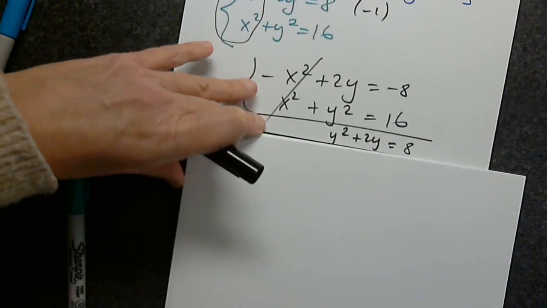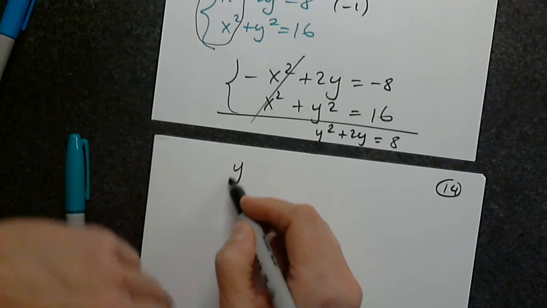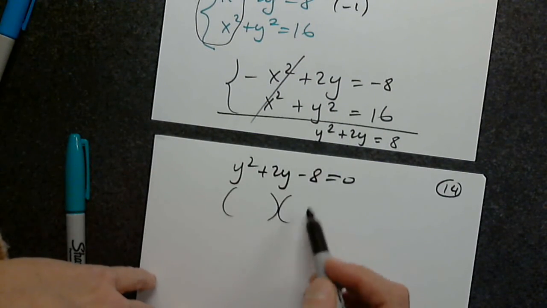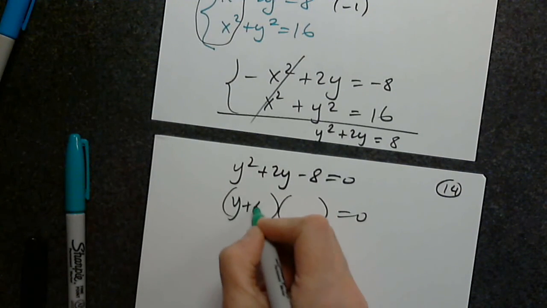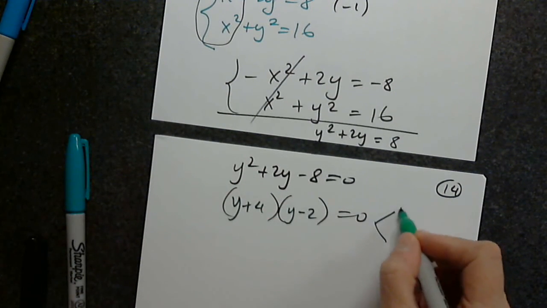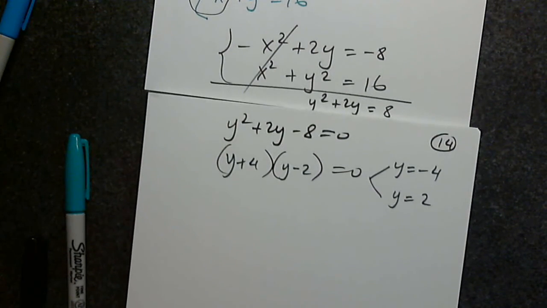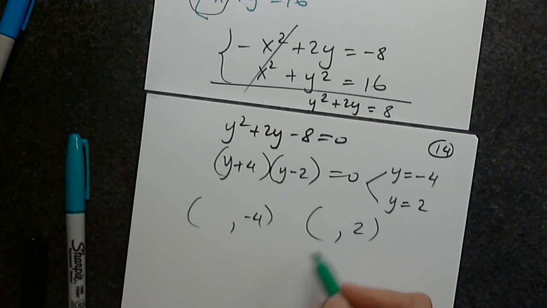So therefore, y squared plus 2y minus 8 equals 0. I'm hoping for something quick, that it's easy to factor. Yes, 4 and 2. So y plus 4, y minus 2. So we get y equals negative 4 and y equals 2. But that's not good enough because I have to find the corresponding x.